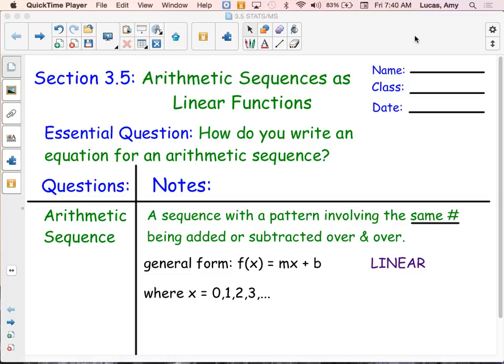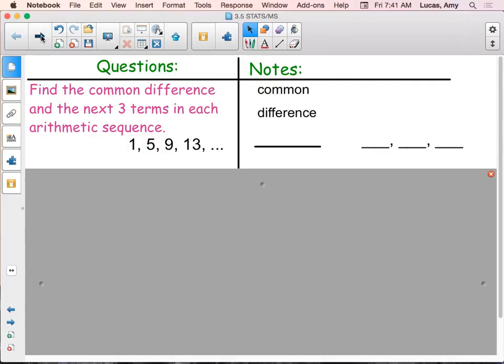Arithmetic sequences are linear, and their general form is f of x equals mx plus b, where x equals 0, 1, 2, 3, and so on. The first skill that we're going to work on is looking at a sequence and figuring out the common difference, which is how much it's going up or down each time, and the next three terms in the arithmetic sequence.